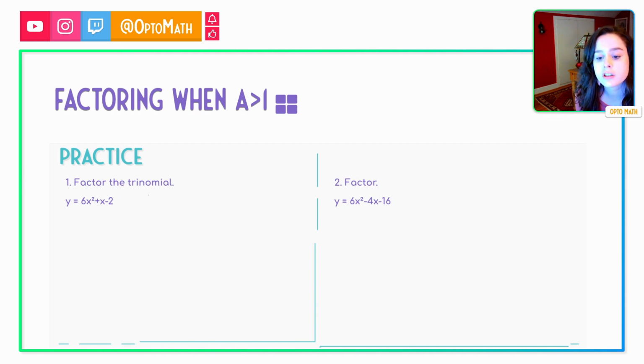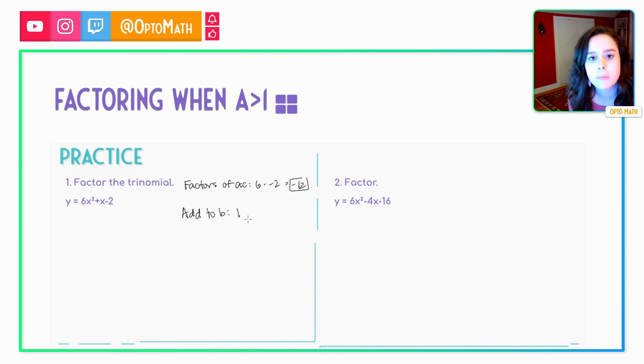So we're going to look for factors of a times c. And then once we find those, before we count all of them, if we find what adds to b, then we can be done. So a times c is going to be 6 times negative 2, which is negative 12. So we're looking for factors of negative 12 that add to b, which is 1. Okay, so we might be able to figure this out quickly. So you want to find numbers that are close together that are factors of 12.